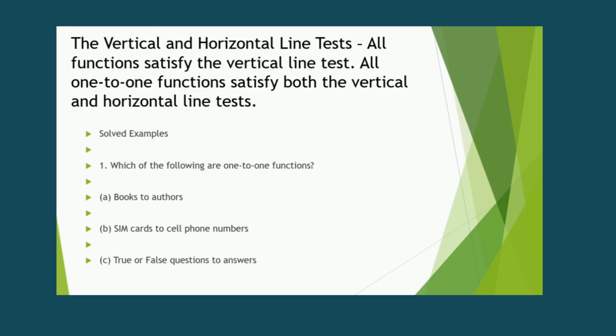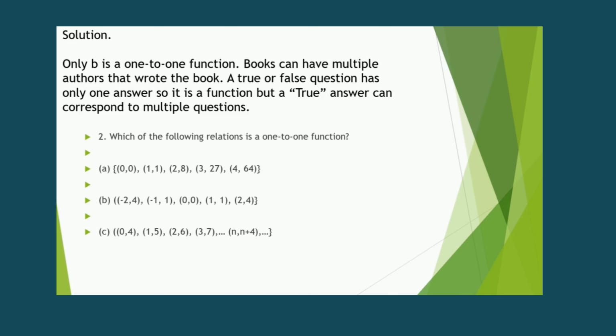Solved example. Which of the following are one-to-one functions? A. Books to authors. B. SIM cards to cell phone numbers. C. True or false questions to answers. Solution. Only B is a one-to-one function. Books can have multiple authors that wrote the book. A true or false question has only one answer, so it is a function, but a true answer can correspond to multiple questions.